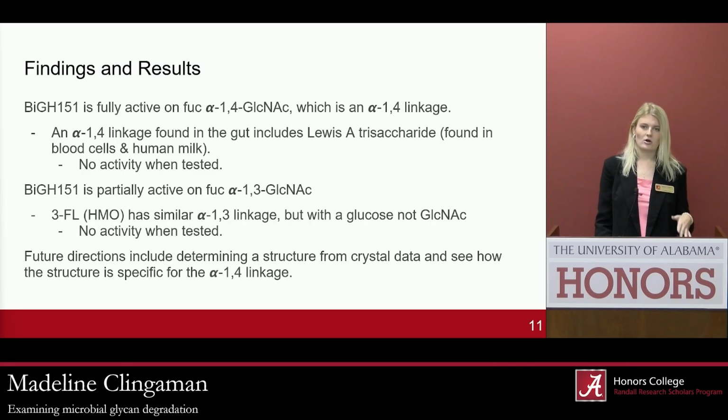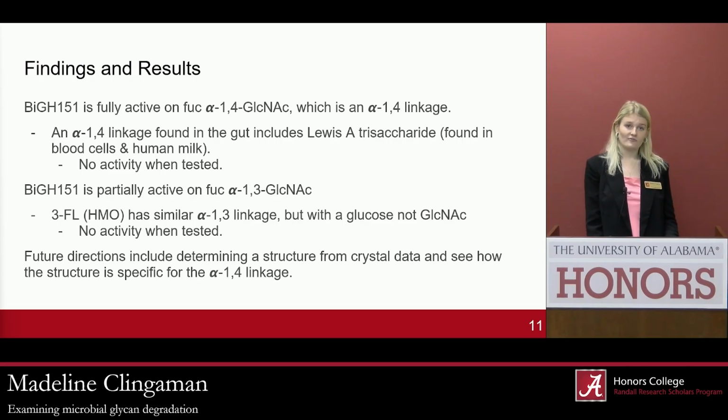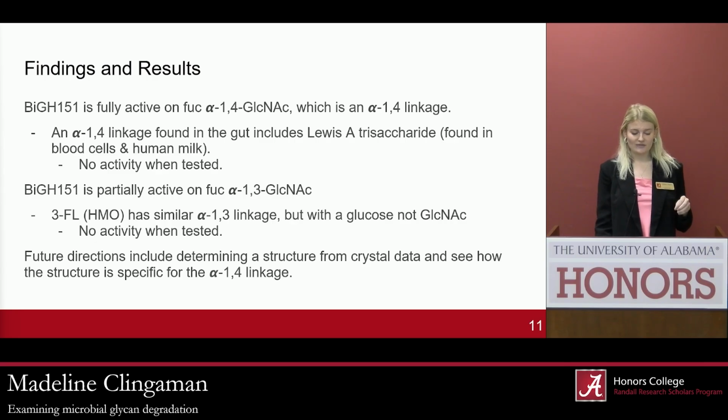So what are the overall findings and results? So as you could see on the previous slide with the TLC, BIGH151 is fully active on an alpha-1,4 glucanac bond, which is an alpha-1,4 linkage. And this alpha-1,4 linkage is also found in a glycan in the gut called Lewis A trisaccharide, which is also found in human milk and blood cells. However, when we tried the enzyme with Lewis A trisaccharide, there was no activity. And this could be due to the fact that Lewis A trisaccharide has an extra galactose.